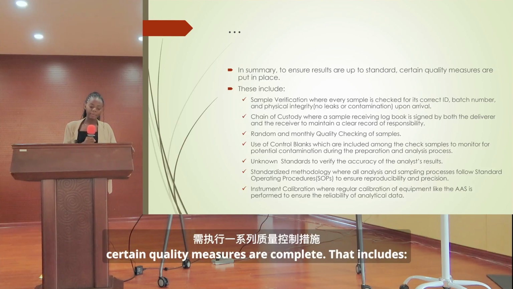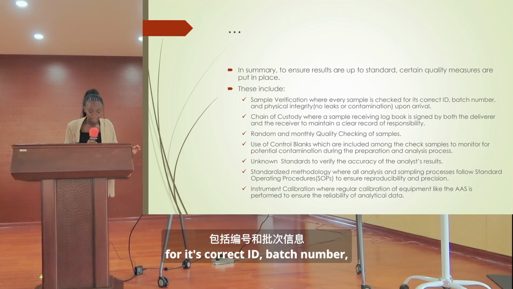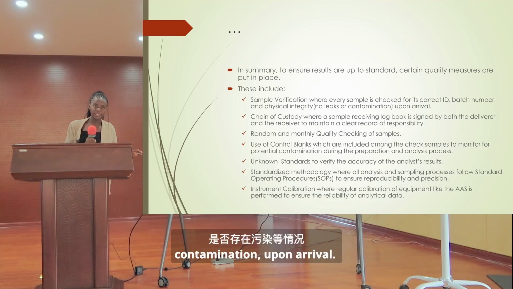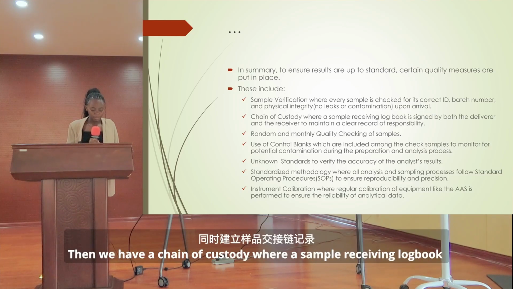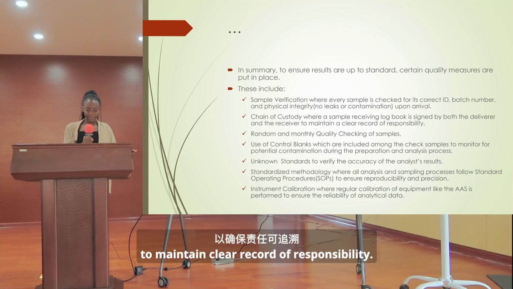In summary, to ensure that results are up to standard, certain quality measures are put in place. This includes sample verification, where every sample is checked for its correct ID, batch number, and physical integrity, like checking for leakages and contamination upon receipt. Then we have a chain of custody where a sample receiving logbook is signed by both the deliverer and the receiver to maintain a clear record of responsibility.